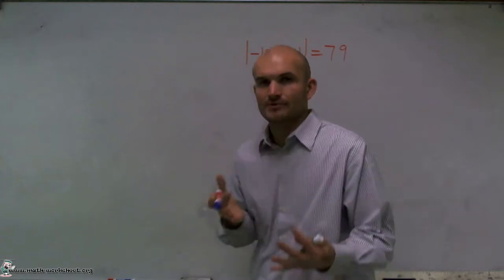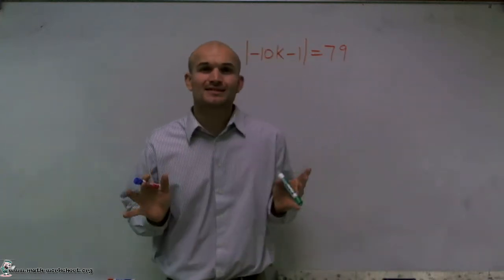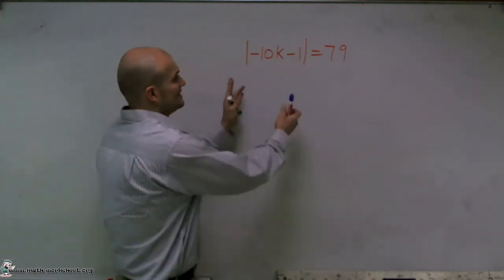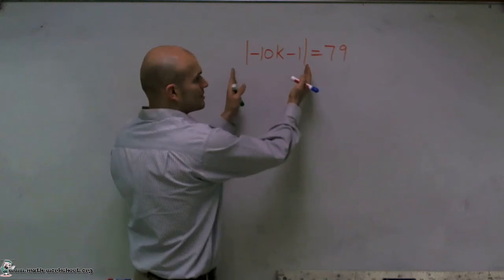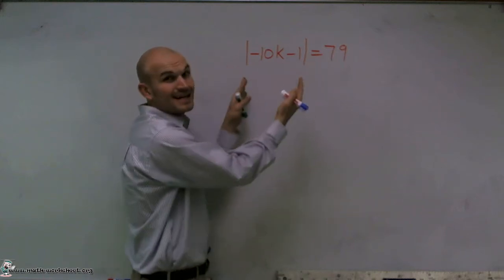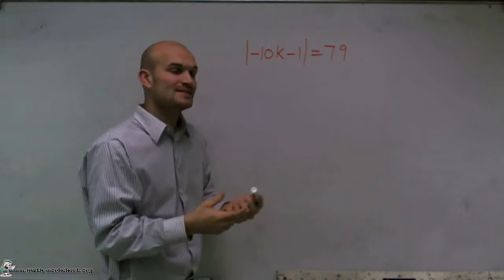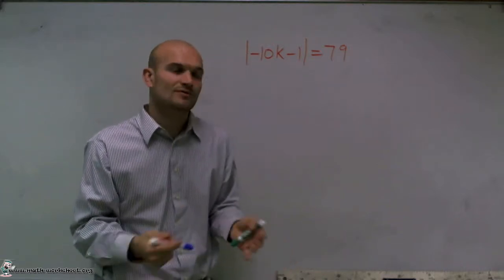So when I'm solving absolute value equations, there's a couple things I need to make sure of. First of all, I need to make sure that my absolute value expression is isolated on one side of the equation. And the reason being is the whole reason why we have absolute value.